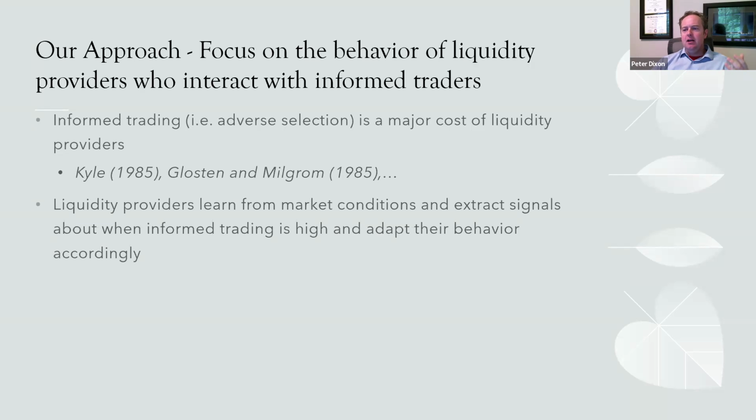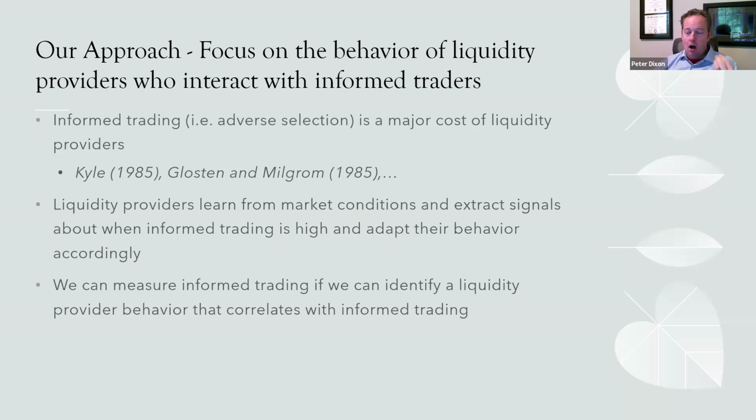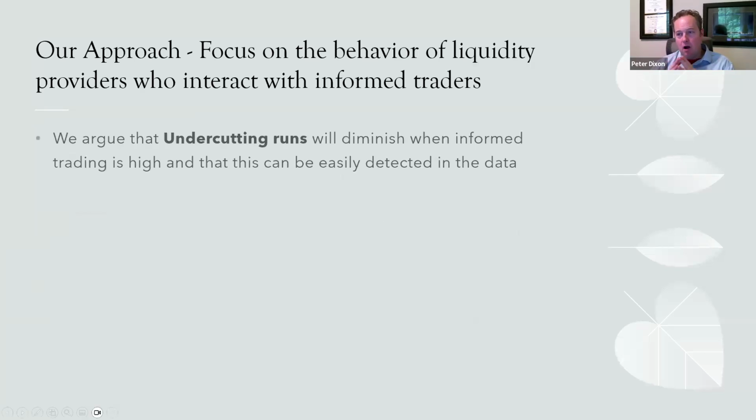And so the idea here is the liquidity providers learn from market conditions and extract signals about when informed trading is high, and they adapt their behavior accordingly. So we can measure informed trading if we can identify a liquidity provider behavior that correlates with informed trading. And we think that we've got one. And so we're going to argue that undercutting runs will diminish when informed trading is high, and that this can be easily detected in the data.